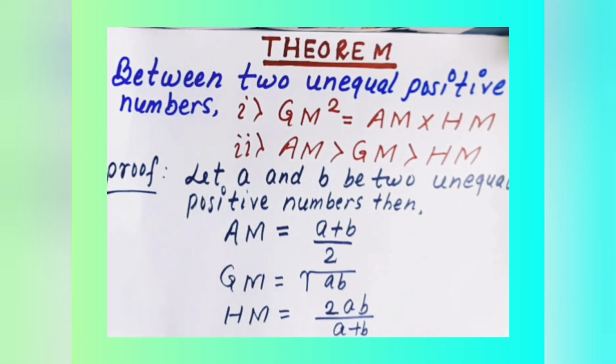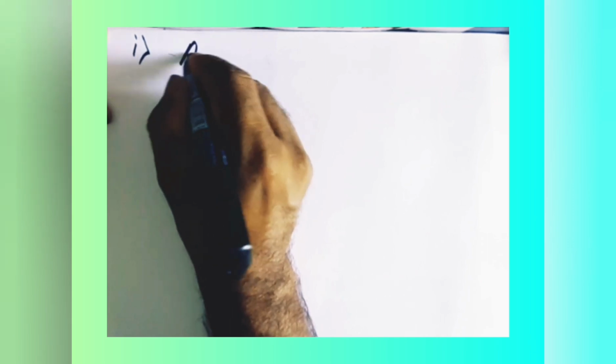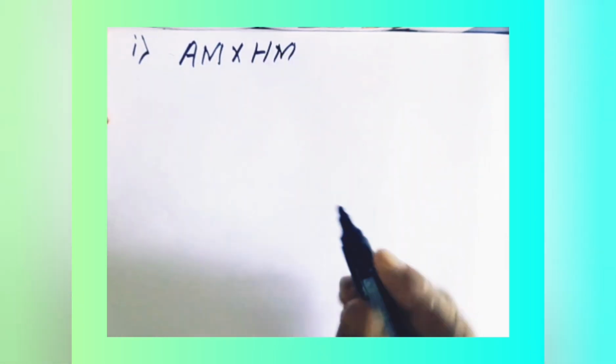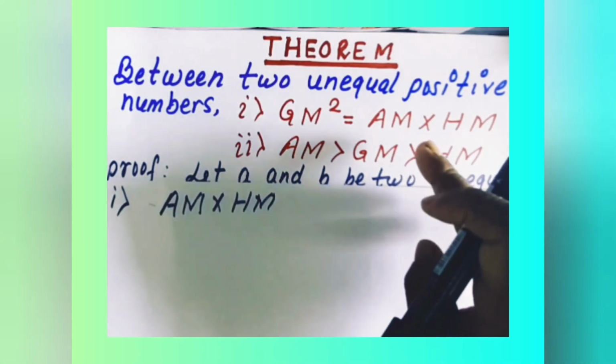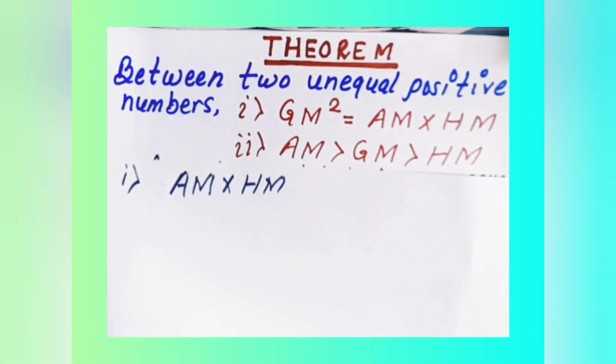Now we are going to prove GM square is equal to AM into HM. So taking this one first, AM into HM. We are going to prove GM square is equal to AM into HM, so we have taken this AM into HM.